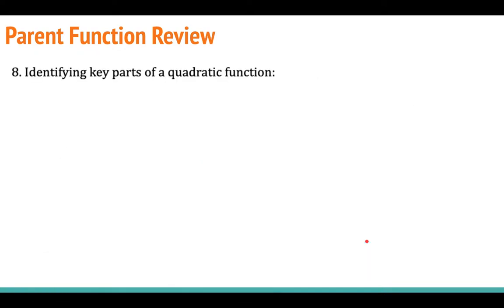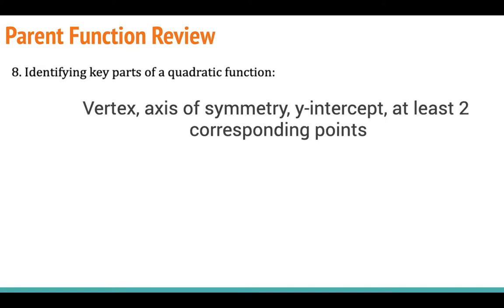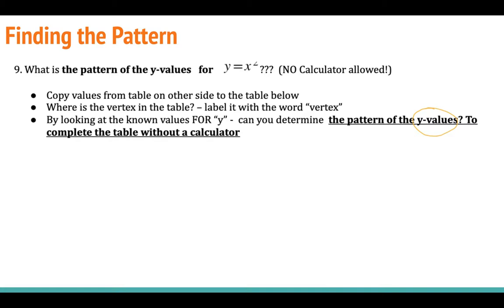So what are the key points that you need to know for any quadratic function? Okay, you need to know the vertex. You need to know the axis of symmetry. When you're graphing in standard form, you want the y-intercept and at least 2 corresponding points, using the axis of symmetry to kind of reflect those. That's how you get those 2 points. So there is a pattern that helps you graph these. It's a pattern in the y values.